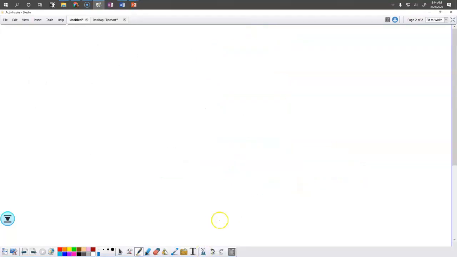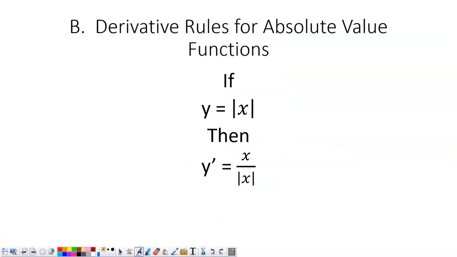All right, let's move on to our next little rule. Okay, so here's the derivative of an absolute value. We can't really discuss why this one works as well as we did with the other one. It's just going to be a rule that we're going to use. But if you have an absolute value function, the derivative will be the following. You're going to take the absolute value function and put it on the bottom, and then you're going to take whatever was on the inside and put it on the top.